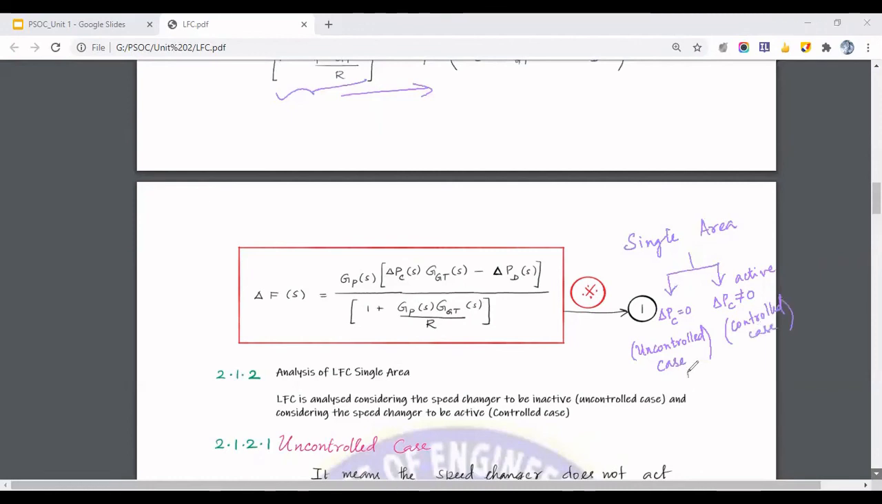Under both the cases, controlled and uncontrolled, we analyze the static behavior, which we name the static characteristics, and also the dynamic characteristics.